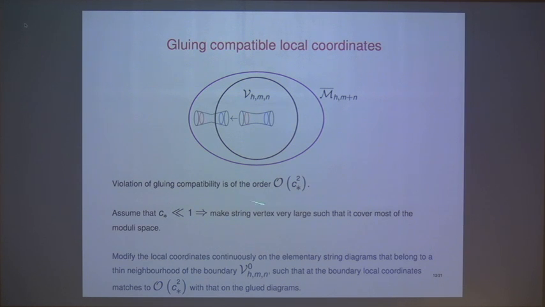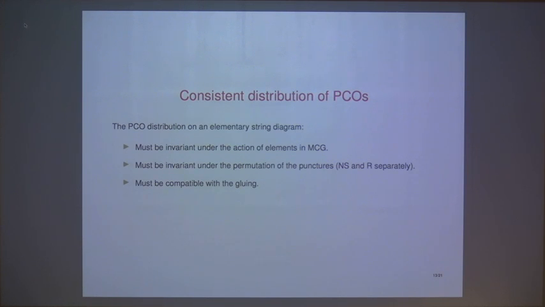And the good thing is that now we know how to construct these elementary string diagrams because we have a very well developed theory of hyperbolic geometry. Now if you want to construct superstring field theory, you have to mention in which way we are going to distribute picture changing operators on the elementary string diagram.